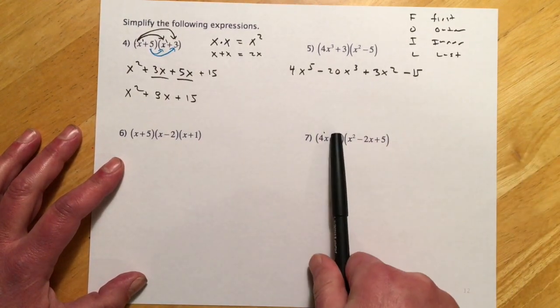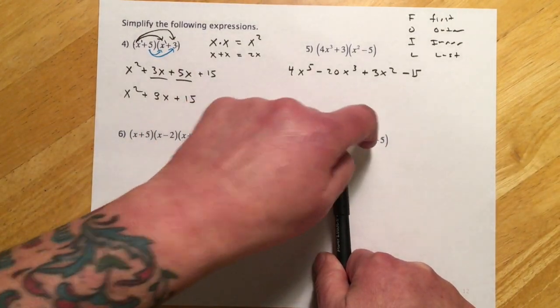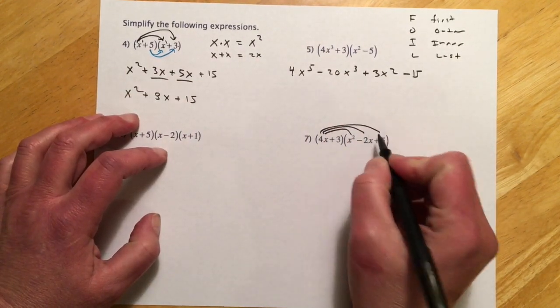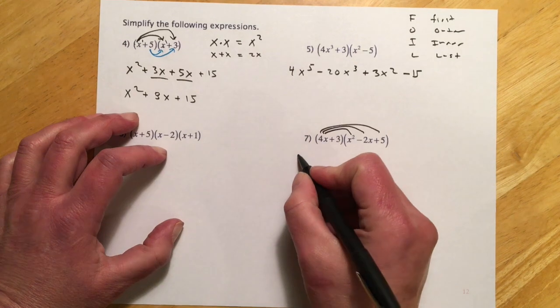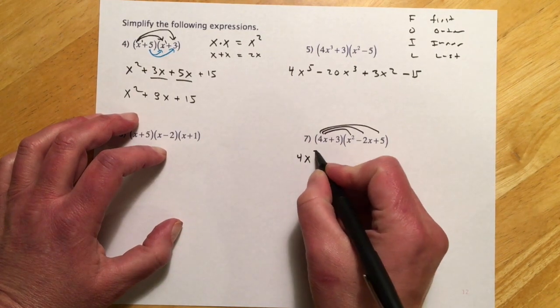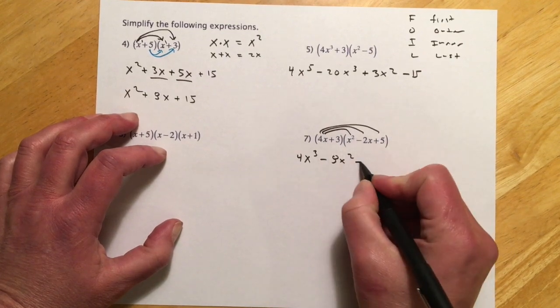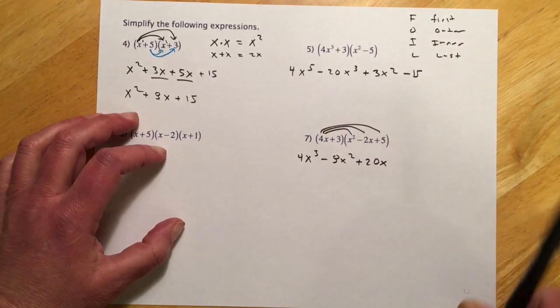So that's where I like thinking of it, is I'm just going to distribute the 4x to every term. So I'm going to do this, this, and this. So that's going to look like 4x cubed, and then minus 8x squared, plus 20x.